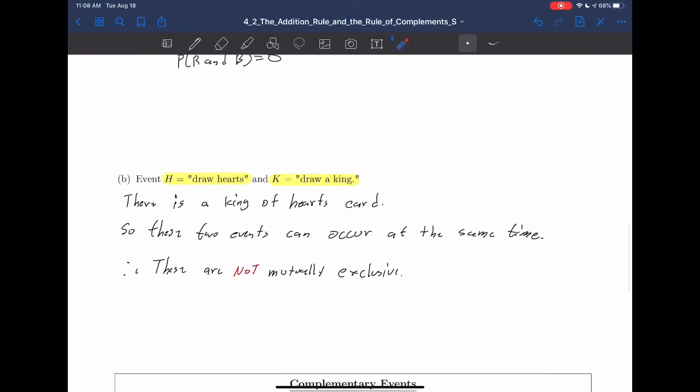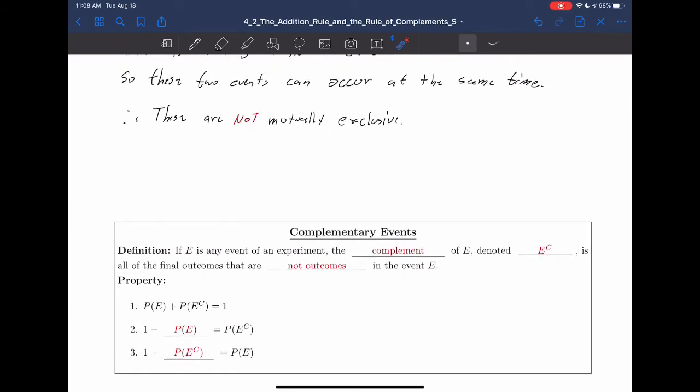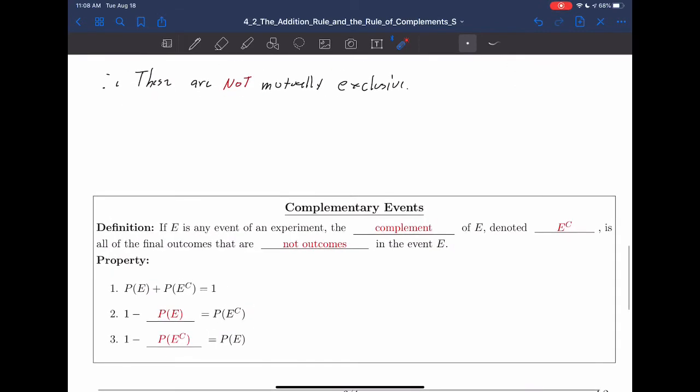One thing I want to talk about is something called complementary events. What complementary events are: let's say I told you that there's a 40% chance it's going to rain tomorrow. But what if I ask you, what are the chances that it's not going to rain tomorrow? It's 60%, right? It's the opposite. So that's what I like to think of when I think about complementary events.